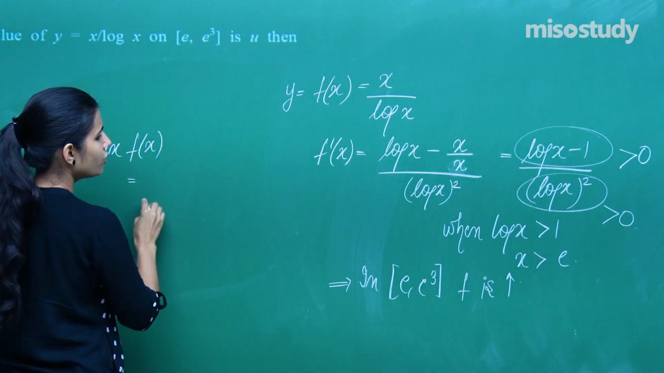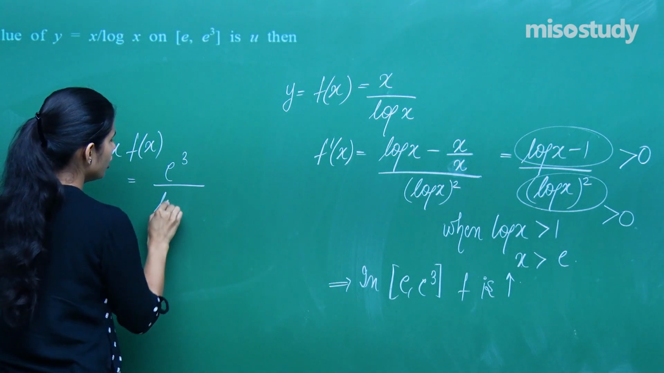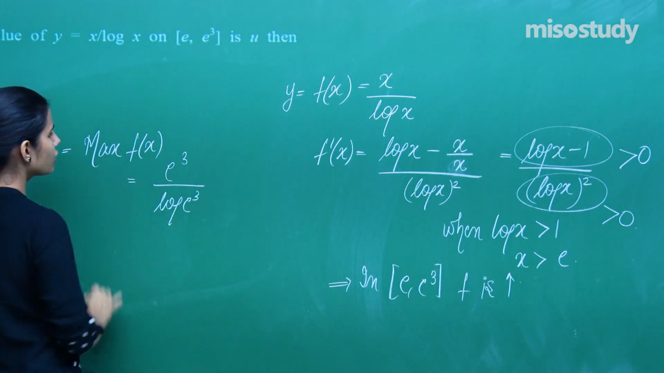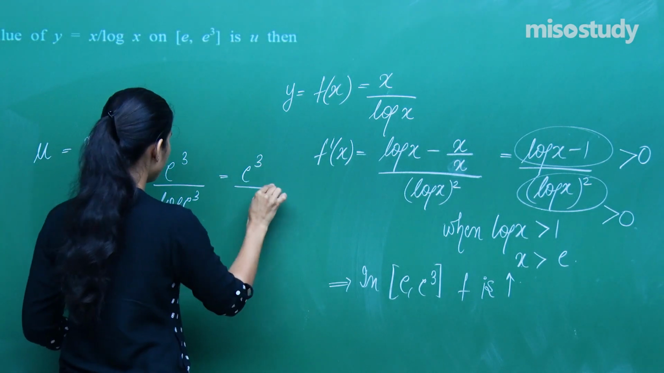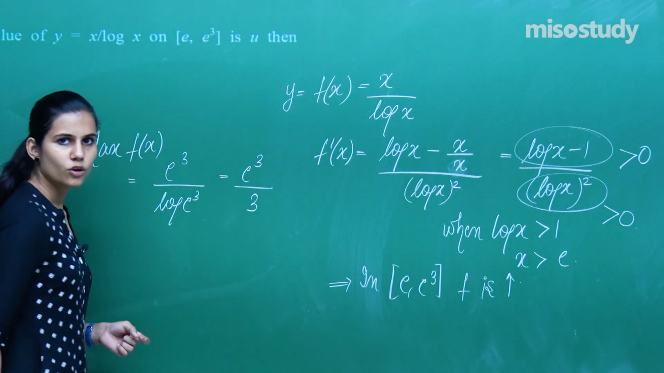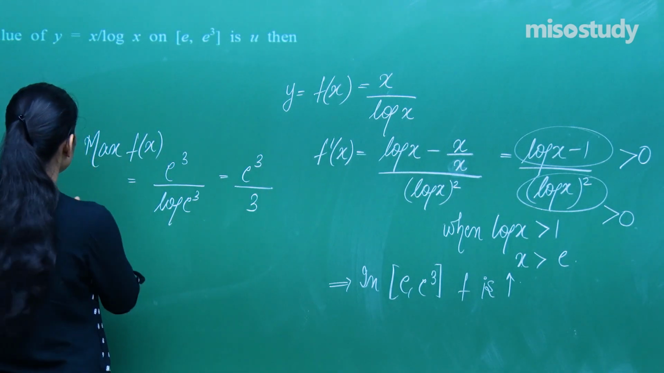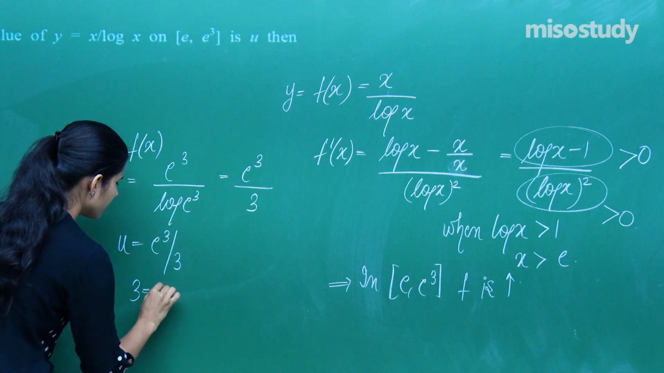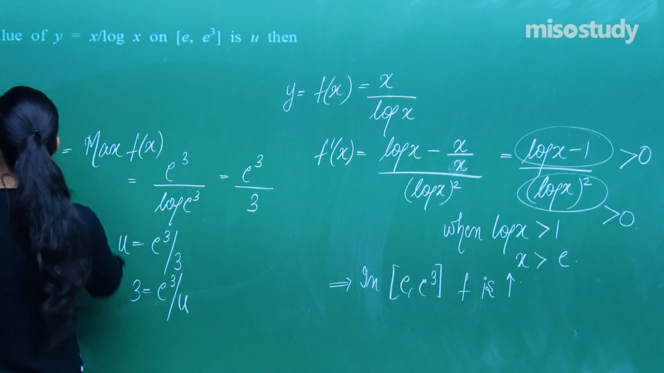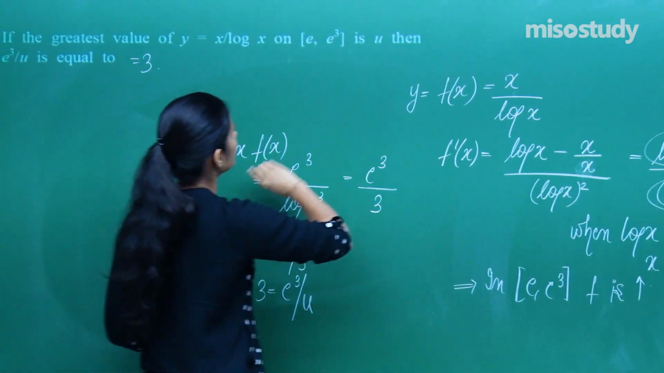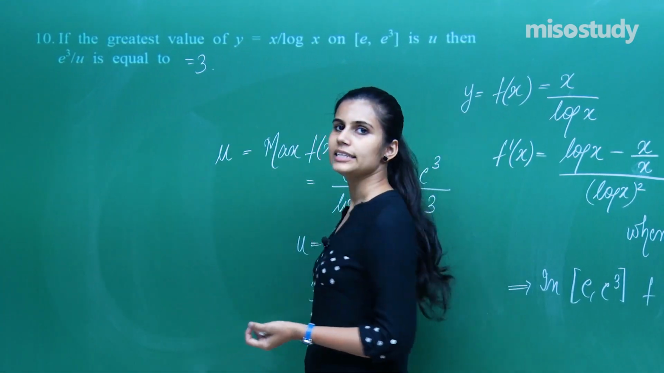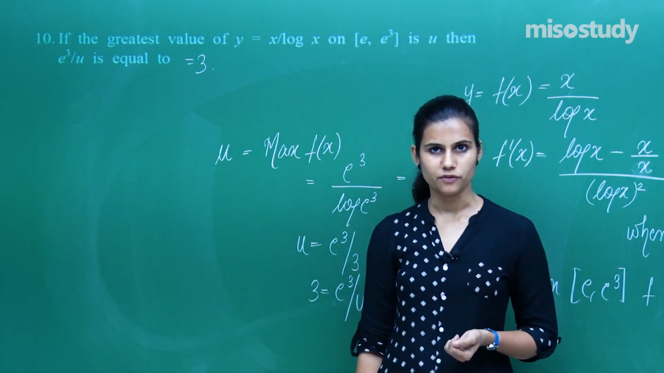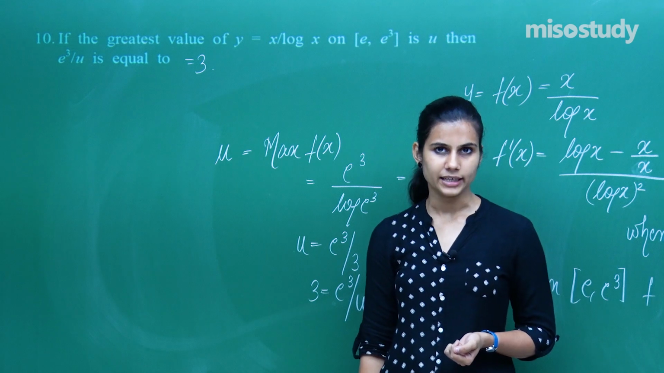So f is x upon log x. So e cube upon log of e cube. And max is given by the letter u. It is given in the question. So you get e cube upon 3. Log e to the base e is 1 only. So u is coming out to be e cube by 3. Therefore, e cube by u is the integer 3. What is e cube by u? It is the integer 3, because u is actually e cube by 3, which is the maximum value of this function on the interval e comma e cube.